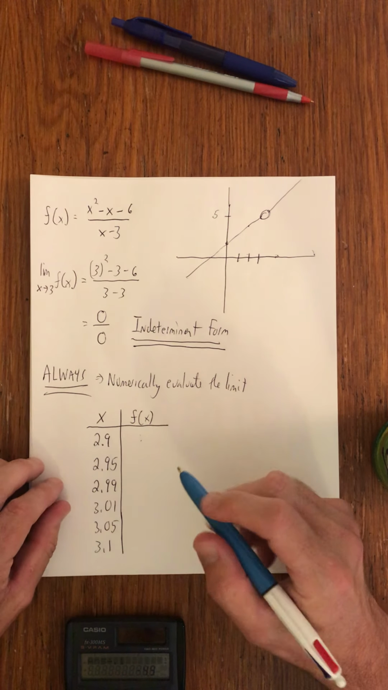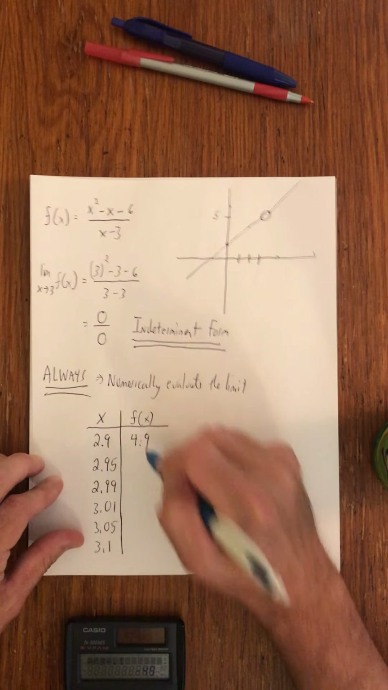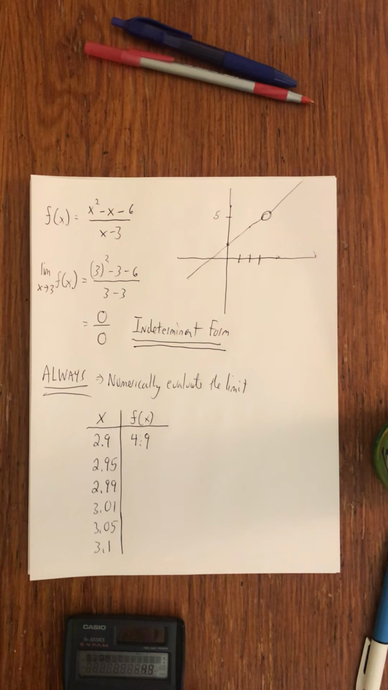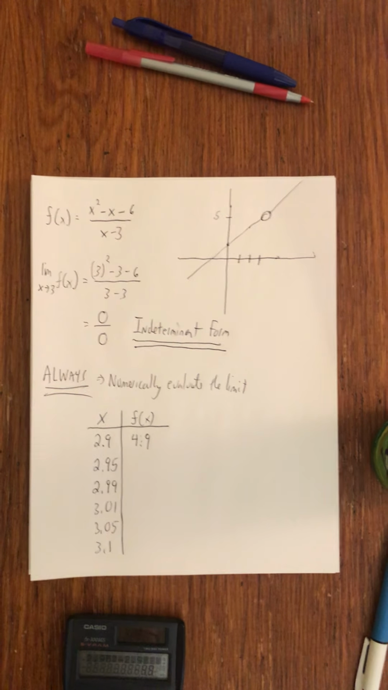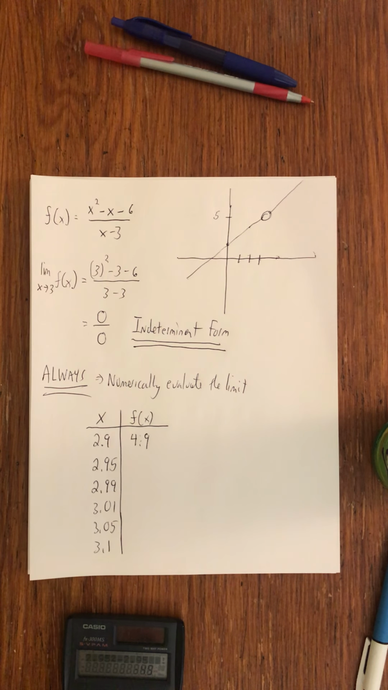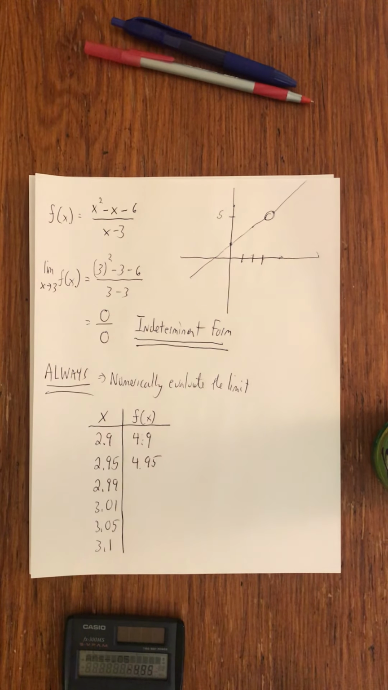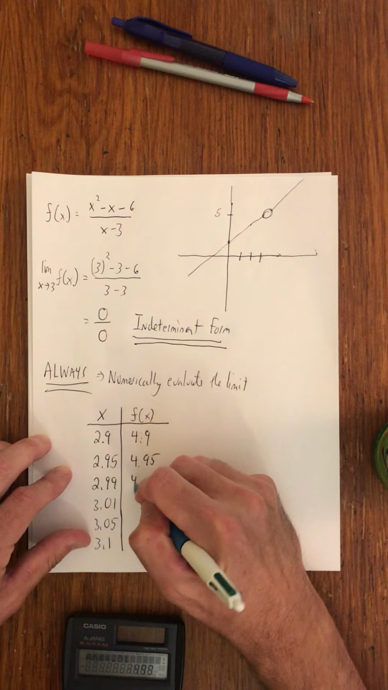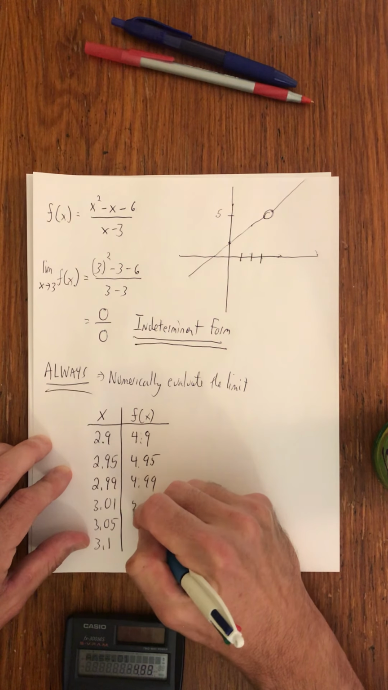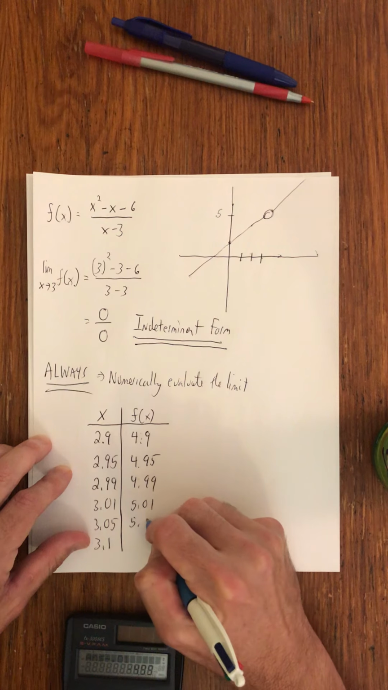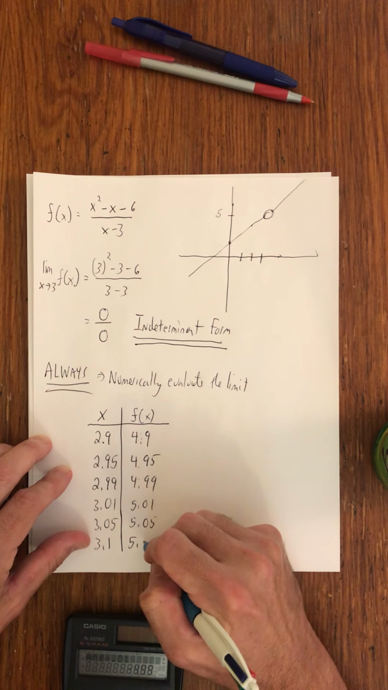Right, and so we're getting here 4.9. Okay, 4.95. Okay, fairly predictable behavior here. And this is 4.99, okay, 5.01, 5.05, and then 5.1, okay?